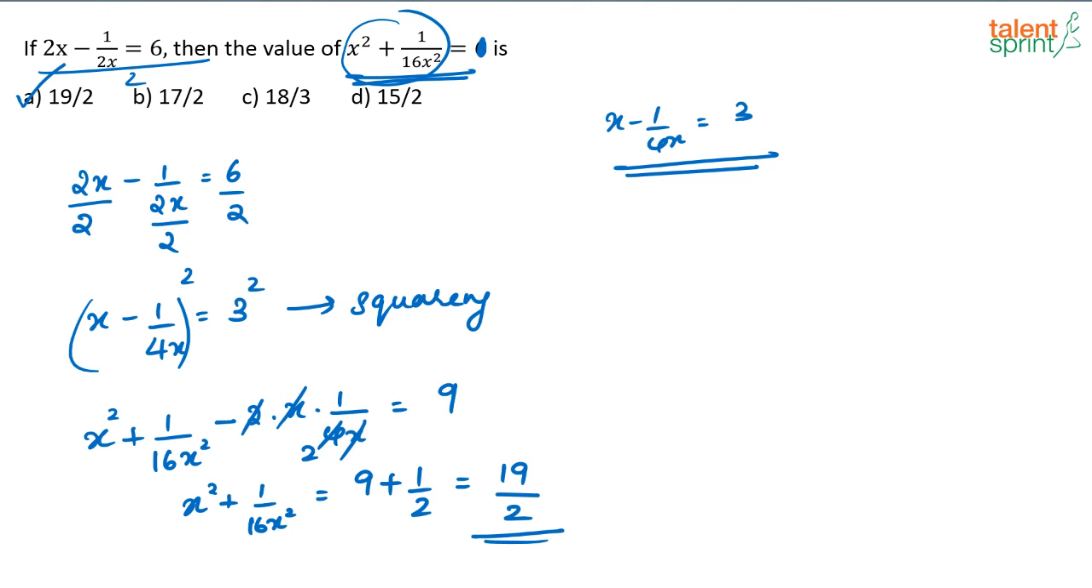See, such questions are all about rearrangement. You have to somehow arrive at the given expression, right? So here you just divide it by 2 and square the expression that you get, you will get the answer. Okay. I hope it is clear to all of you.